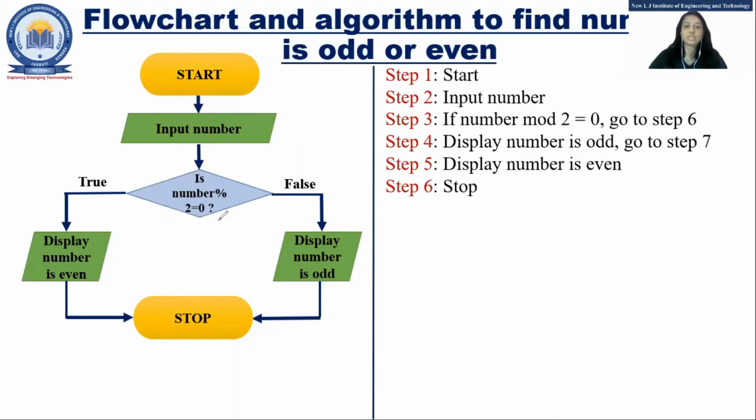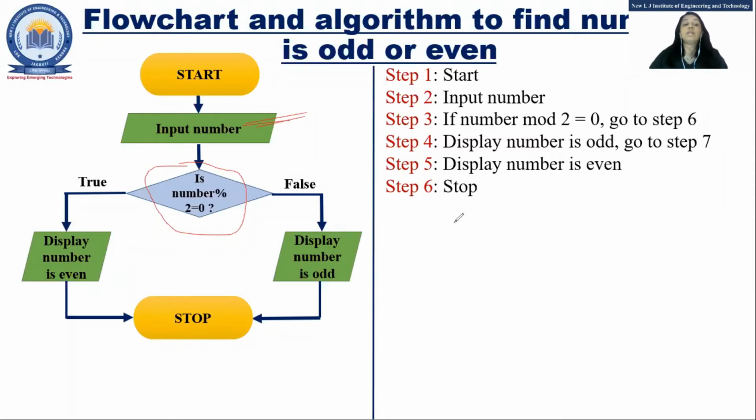So this is the thing. After that, what happened? You need to check. You can see here there is a decision box, right? There are two options. The number may be odd or the number may be even. So which condition will we use? Is number modulo 2 equal to 0, right?